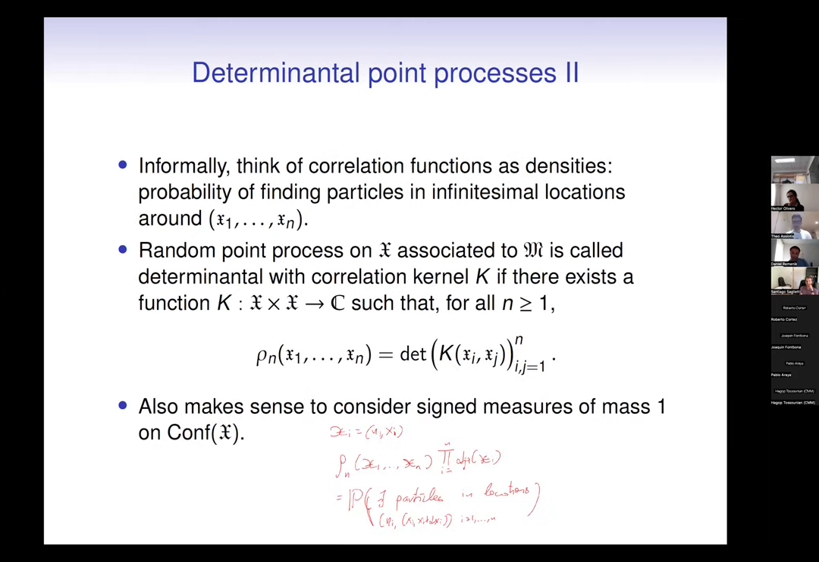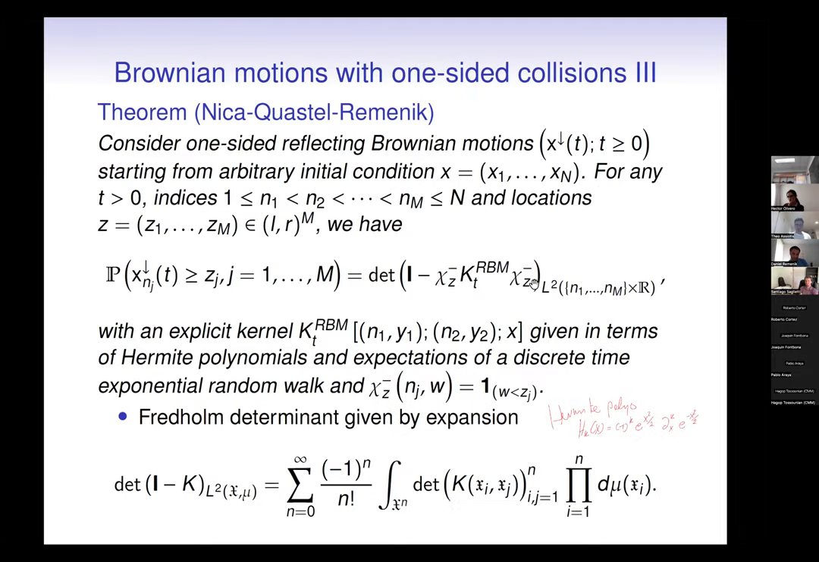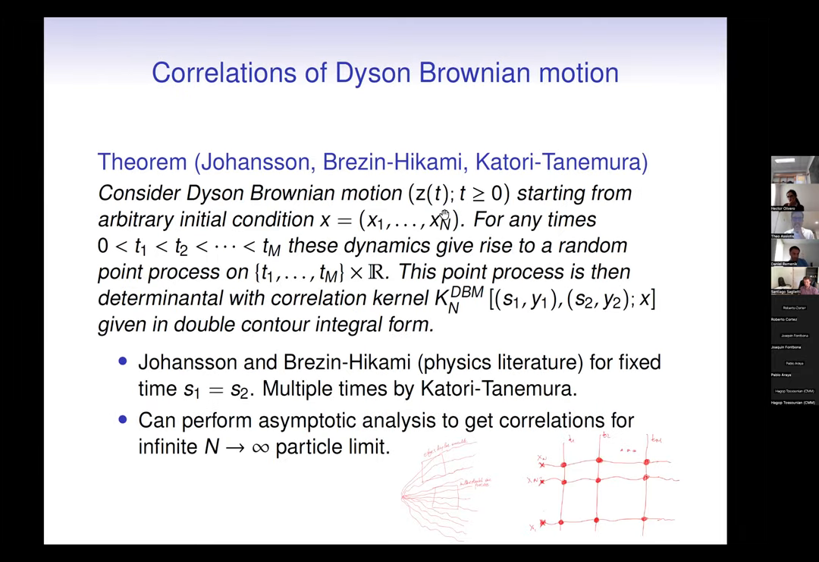Okay. And then let me move to the theorem for the correlations of Dyson Brownian motion. So what does the theorem say? Very fast. It says that if I have this Dyson Brownian motion, which is the solution to this SDE, and I start it from an arbitrary initial condition, it runs for some time, and I look at times t_1, t_2, up to t_m. So look at this picture here. I start from x_1 up to x_n, and I have some non-intersecting paths, and I cut this picture at times t_1, t_2, up to t_m.